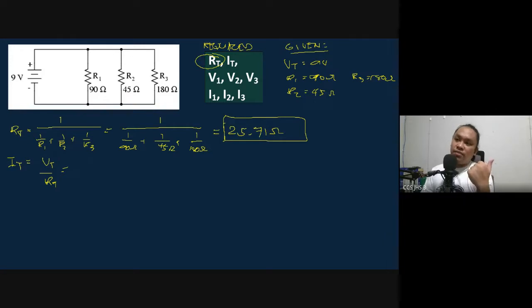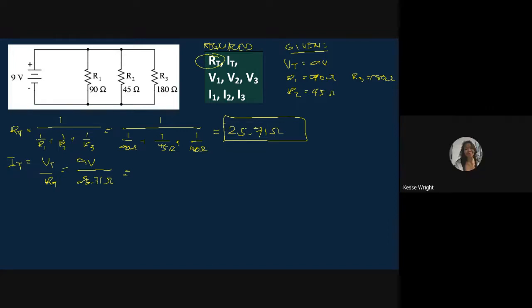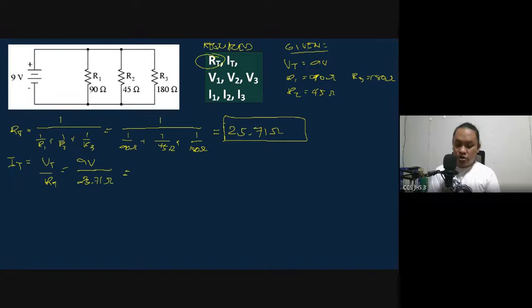Since we already have the values for our total voltage and total resistance, this will become 9 volts divided by 25.71 ohms. So what's the answer? 9 divided by 25.71, sir. 0.35. Okay, very good. Again, we will only use 2 decimal places. 0.35 amperes.